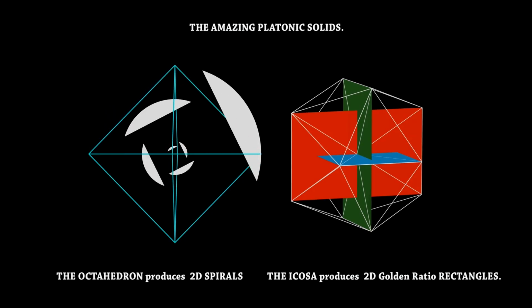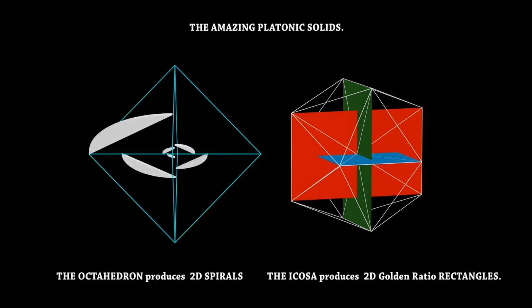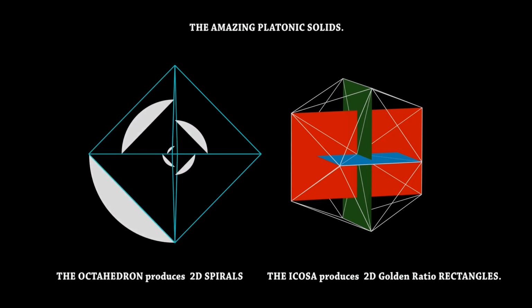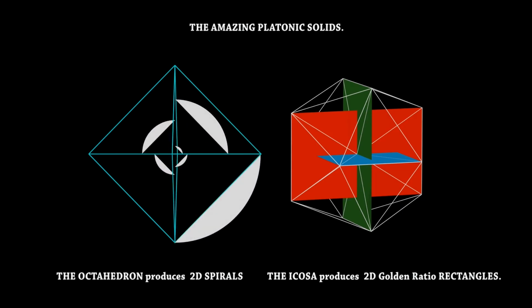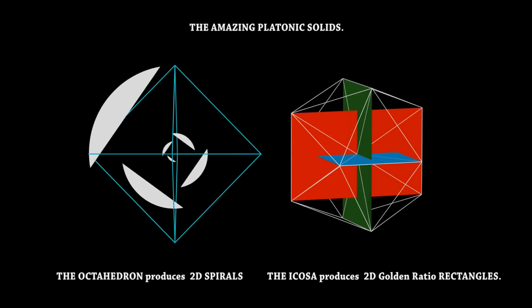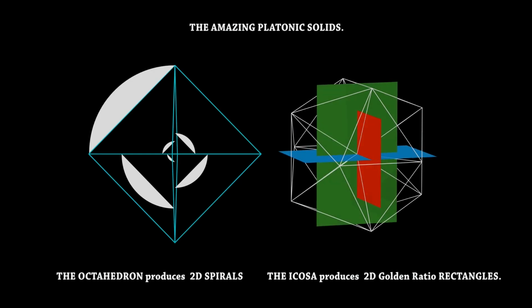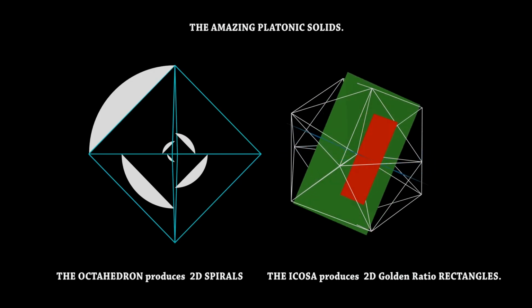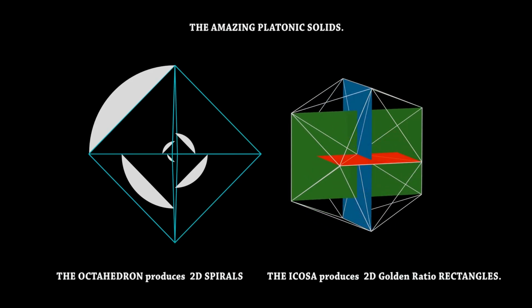Now what's amazing is that these 2-dimensional spiral makers will rotate in many axes about the center of the octahedron. So this makes the octahedron a very special polyhedron for making Fibonacci spirals. Now the icosa works very much like the octahedron. It produces golden ratio rectangles at different axes. So this proves what Plato taught was correct.